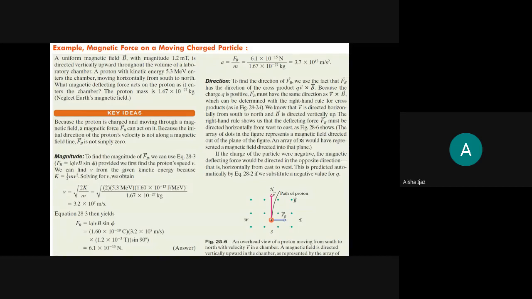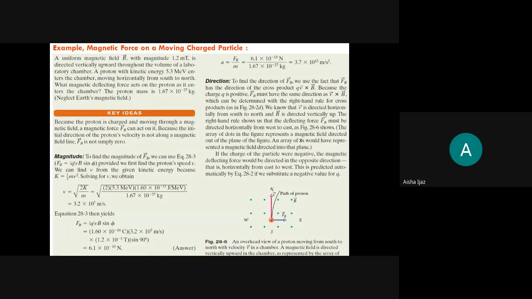How will you find the deflecting force? It's simply QVB sine theta. Now theta is not given, but you can check that south to north and vertically up are basically perpendicular to each other. So sine theta is 1, sine 90 is 1 here. So it's simply QVB. All the values are known. So you can find the magnetic deflecting force, which is 6.1 times 10 to the power minus 15 Newton, which is a very small force.